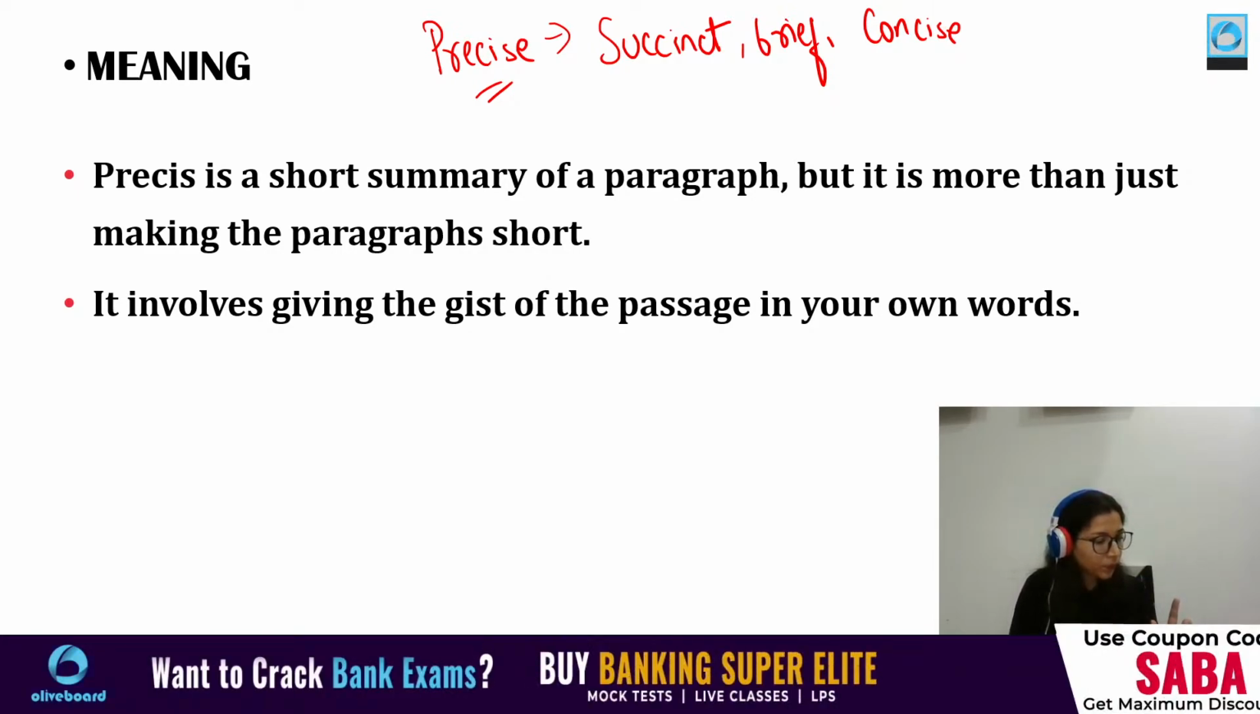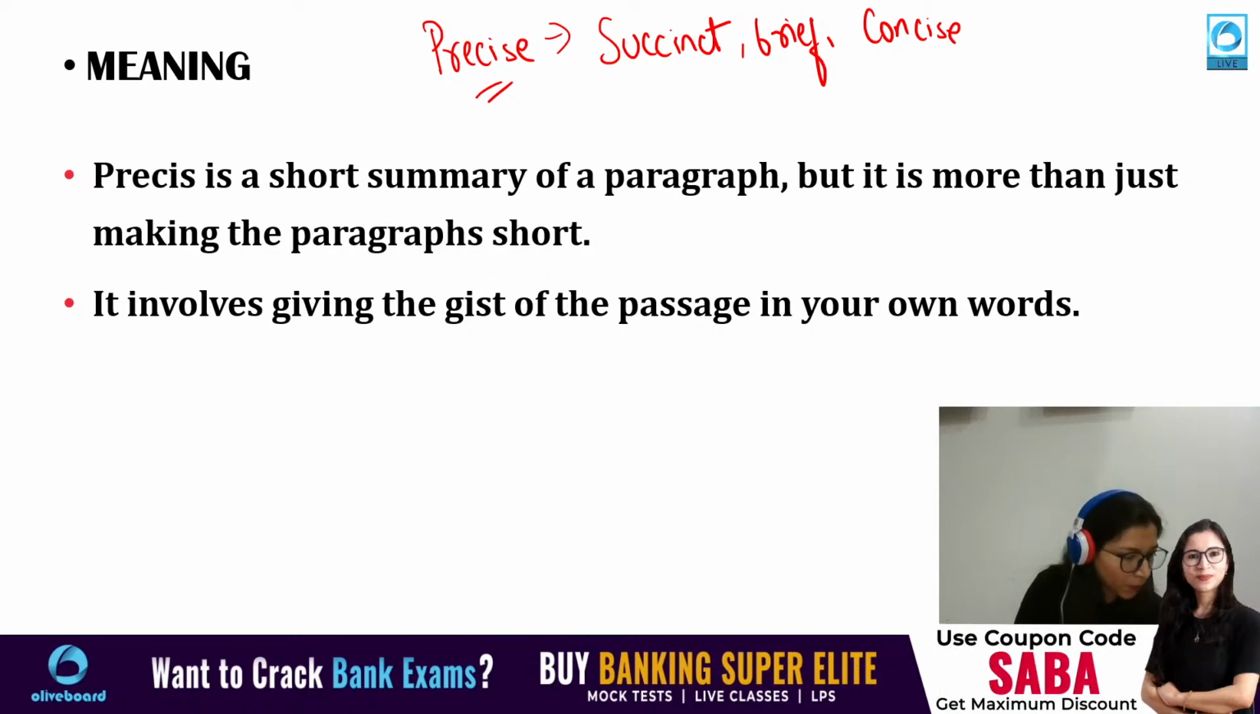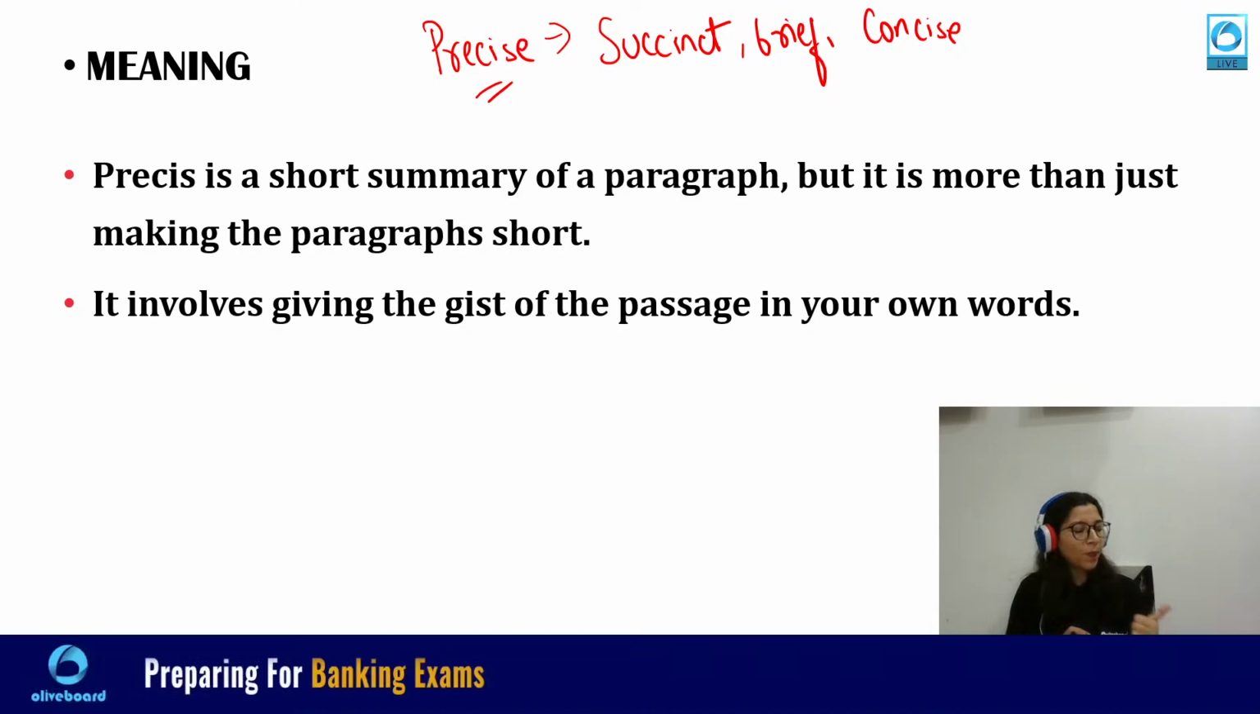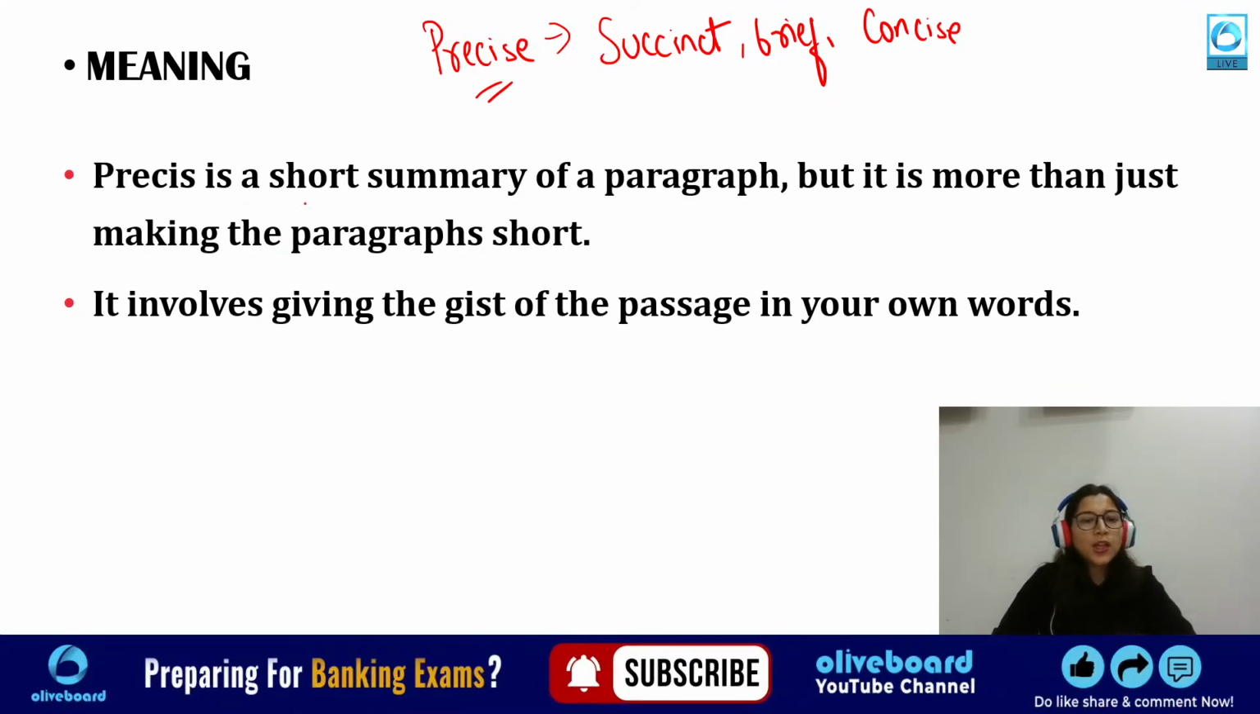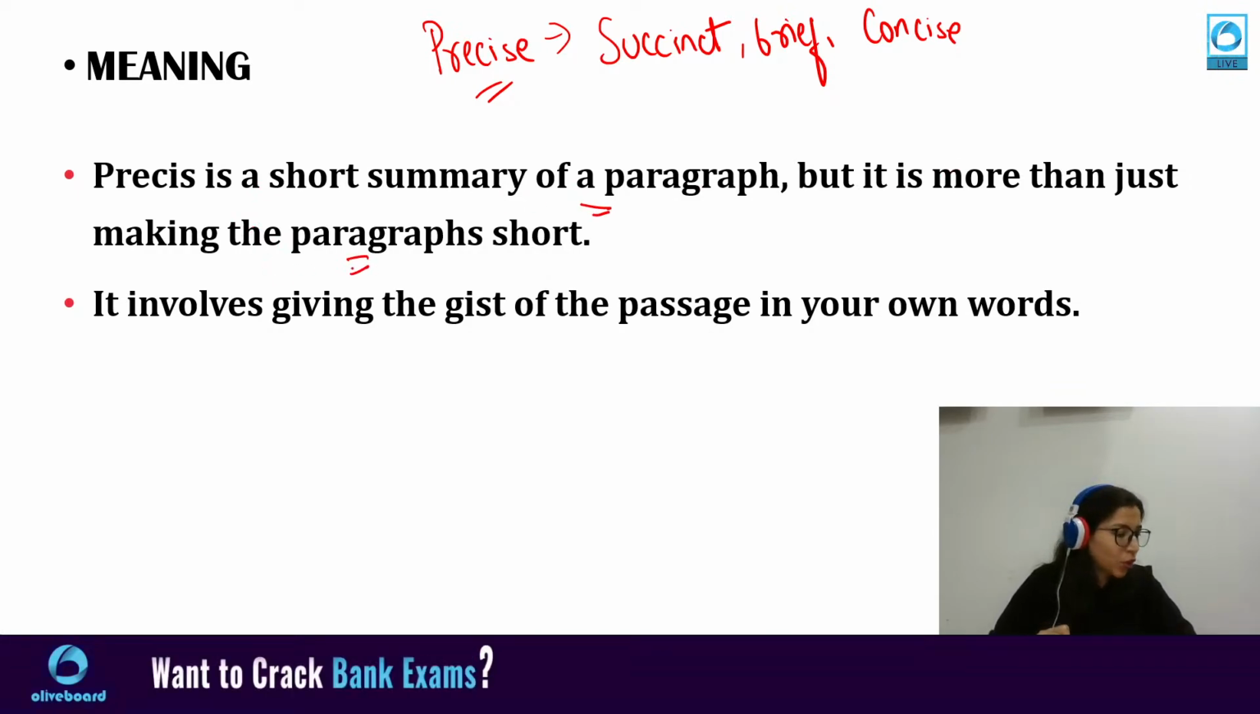Okay. 2 sets, 4 topics. अलग-अलग topics में होंगे. Yes. It was in trending. Correct, Hansraj. Any current topics can be expected in your examination. Now see, Precis is what? It is a short summary of a paragraph, but it is more than just making the paragraph short.